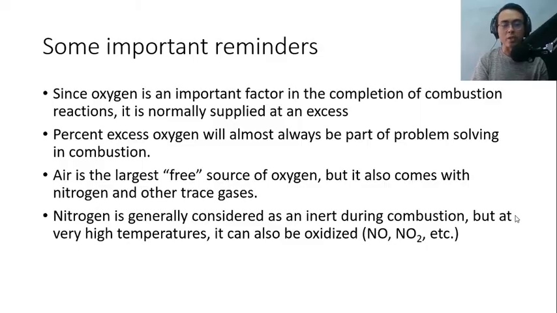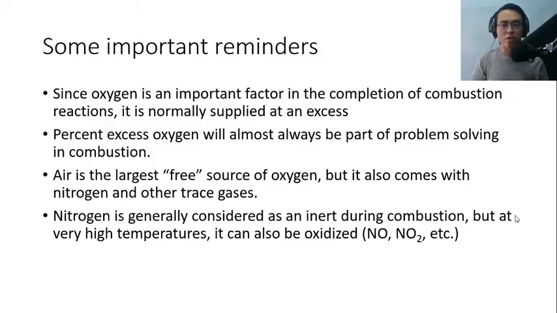So therefore, the percent excess oxygen or percent excess air would be a very important variable to calculate for combustion problems. Okay? So air is the largest free source of oxygen because air is very abundant and it's free. But it also comes with nitrogen and other trace gases. In fact, we have performed similar calculations earlier. When we are referring to air, we say that it's 79% by mole nitrogen gas and only 21% by mole oxygen gas. So that low concentration of oxygen means that whenever you are using air in a combustion process, you're also bringing in the nitrogen.